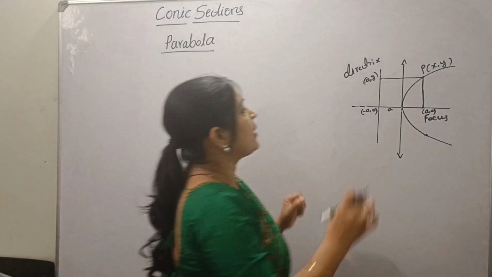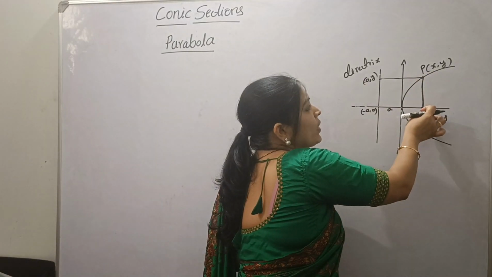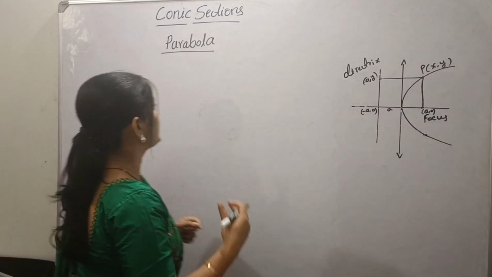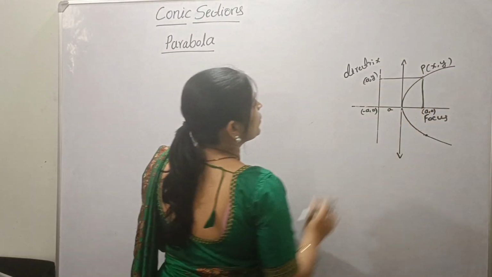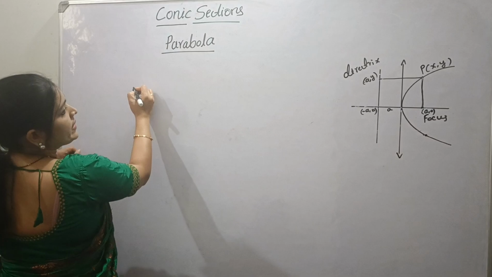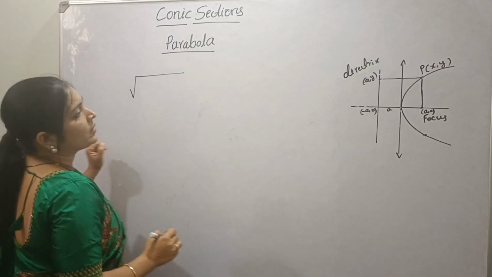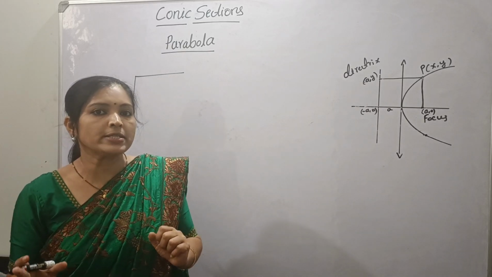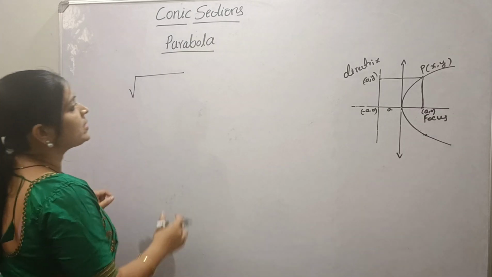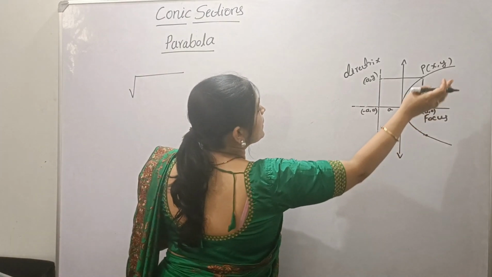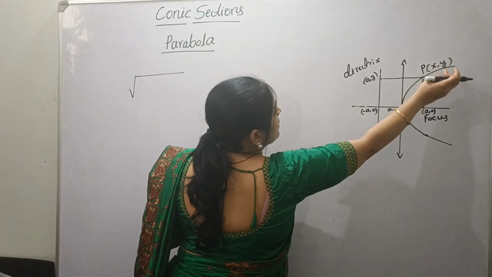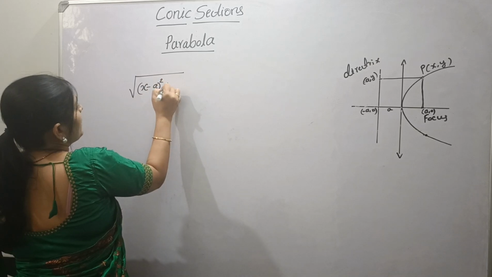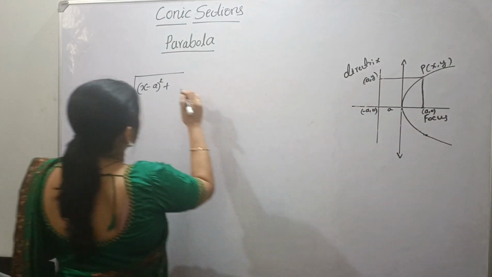Now let us find the distance between the focus and the point (x, y) using the distance formula. If (x1, y1) and (x2, y2) are two points, the distance between them is the square root of (x2 minus x1) whole square plus (y2 minus y1) whole square. So that is the square root of (x minus a) whole square plus (y minus 0) whole square.